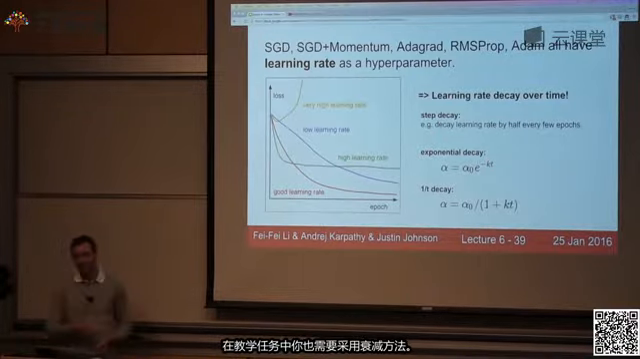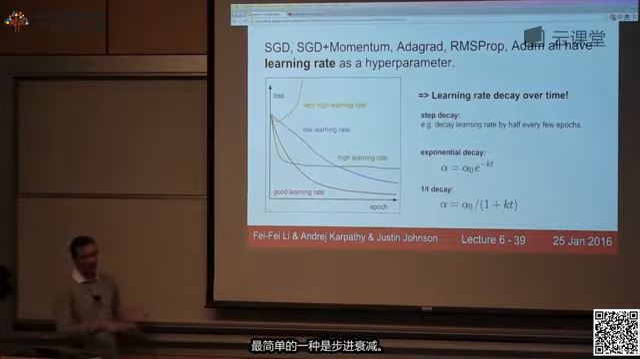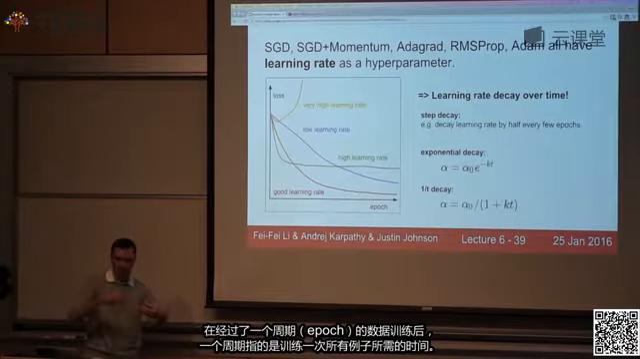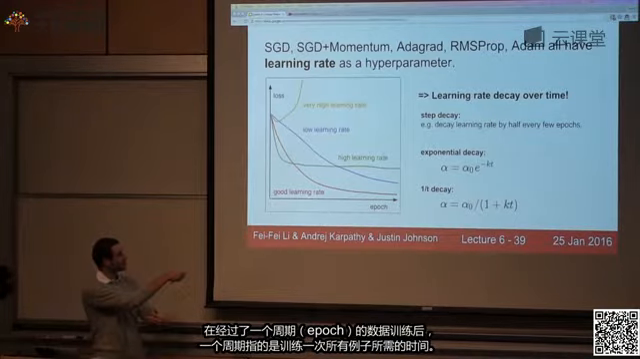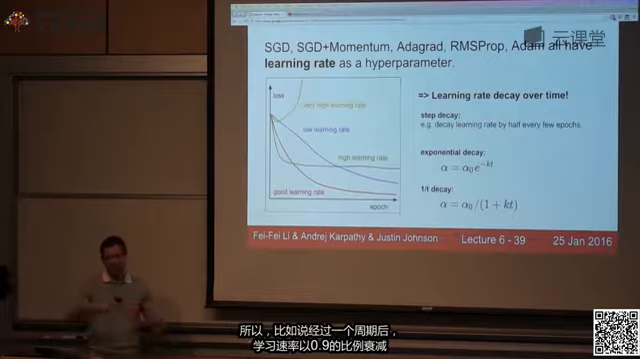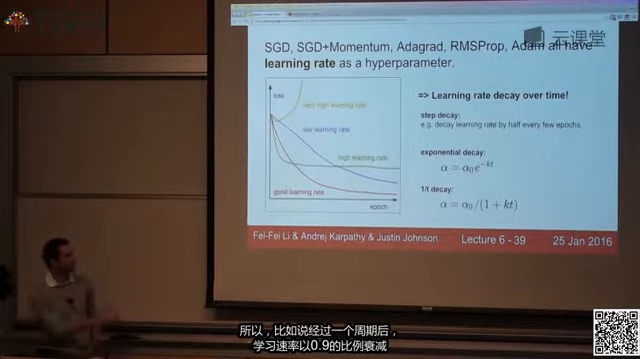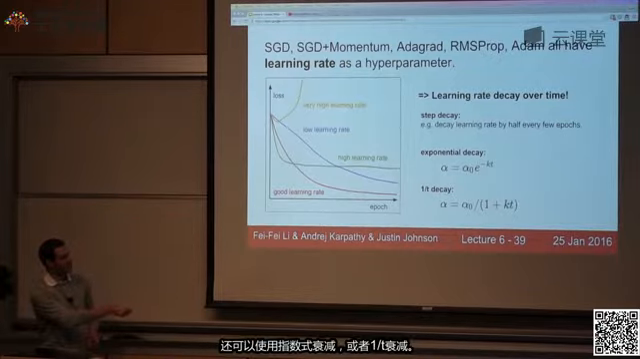There's step decay, which is perhaps the simplest one, where after one epoch of training data, epoch referring to you've seen every single training example one time, you decay the learning rate by a factor of 0.9 or something like that. You can also use exponential decay or 1/t decay.